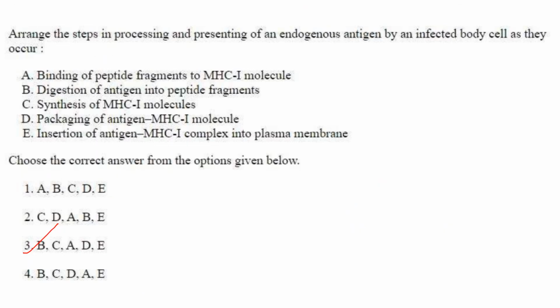Then again, arrange the steps in processing and presentation of endogenous antigen by an infected body cell as they occur. So it is endogenous antigen. I already told you in one of the previous questions, endogenous antigens are processed and presented by MHC class 1 molecules. So first one will be digestion of antigen into peptide fragments, B. Then comes synthesis of MHC1 molecule. Then comes binding of the peptide fragment to MHC1 molecule. Then packaging of antigen MHC1 molecule. Insertion of antigen MHC1 complex into plasma membrane. So the answer here is option 3: B, C, A, D, E.